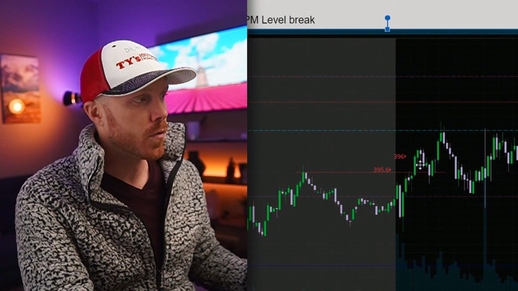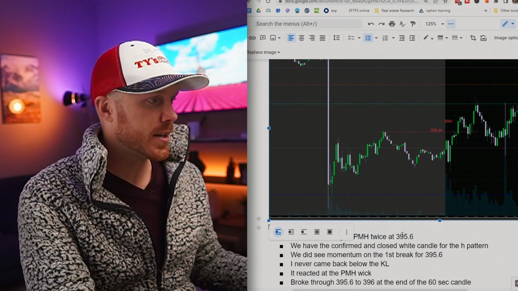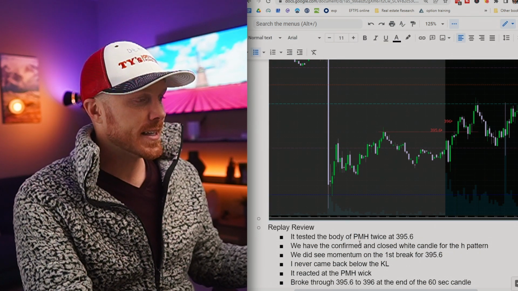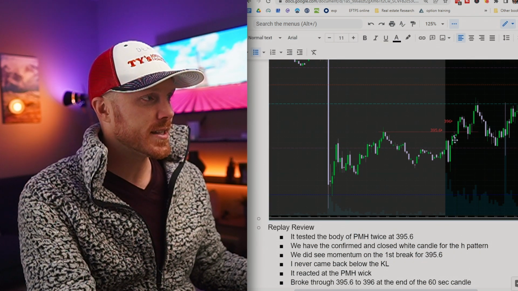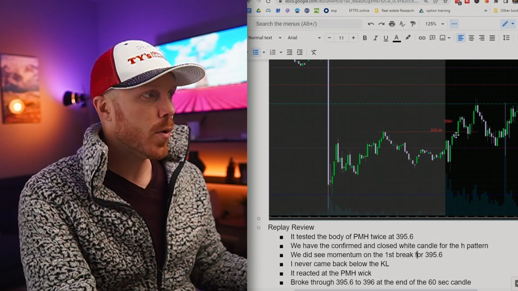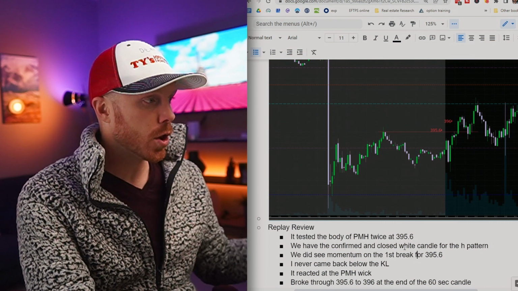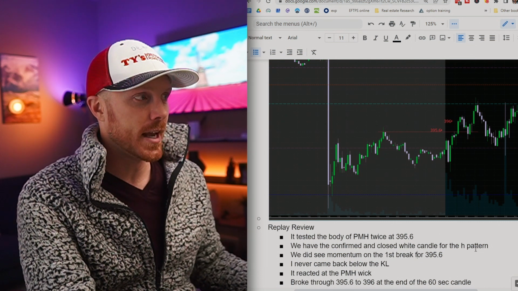Now, when I went back and did the replays on this, here's a couple things that I saw. It did test the body twice right here. You can see that white candle and then green candle both wicked right at that 395.6. We also have the closed confirmed white candle for the H pattern.